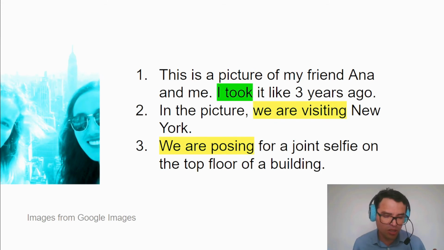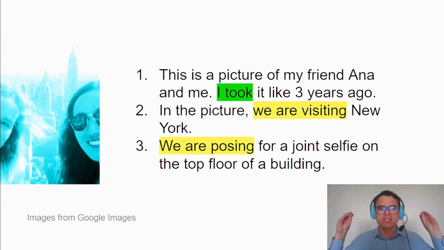Maybe you can say something like this in class, or write something like this in an exam. This is a picture of my friend Anna and me. I took it like 3 years ago. Do you see the simple past in green? Yes, the verb is take, but here you have changed the verb into the past. It is an irregular verb, so you are changing take into took.